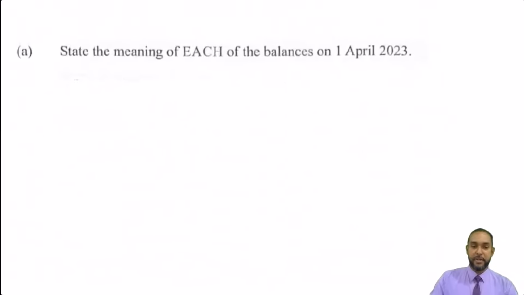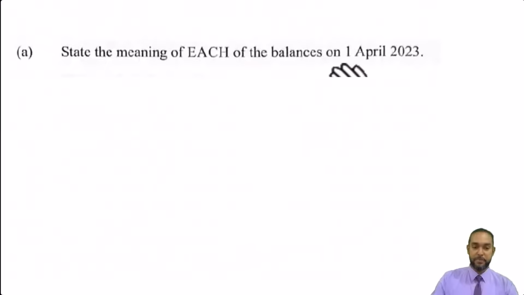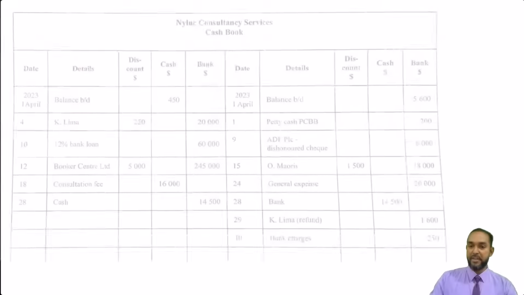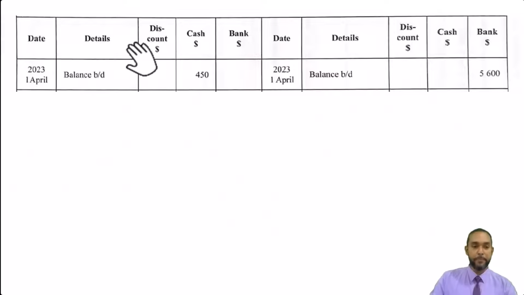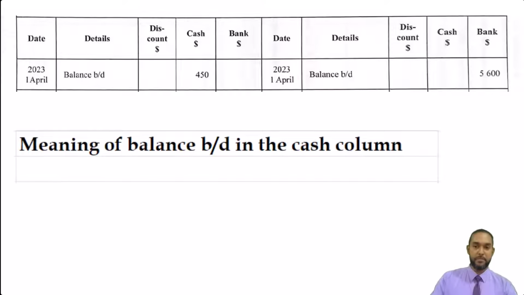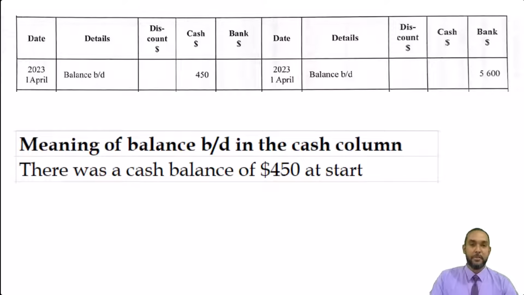All right, the first thing they ask for is state the meaning of each of the balances on 1st of April 2023. So what is the meaning of the balance brought down in the cash column? Okay, so, well, the balance brought down in the cash column is on the debit side. That simply means that there's 450 of cash at start.